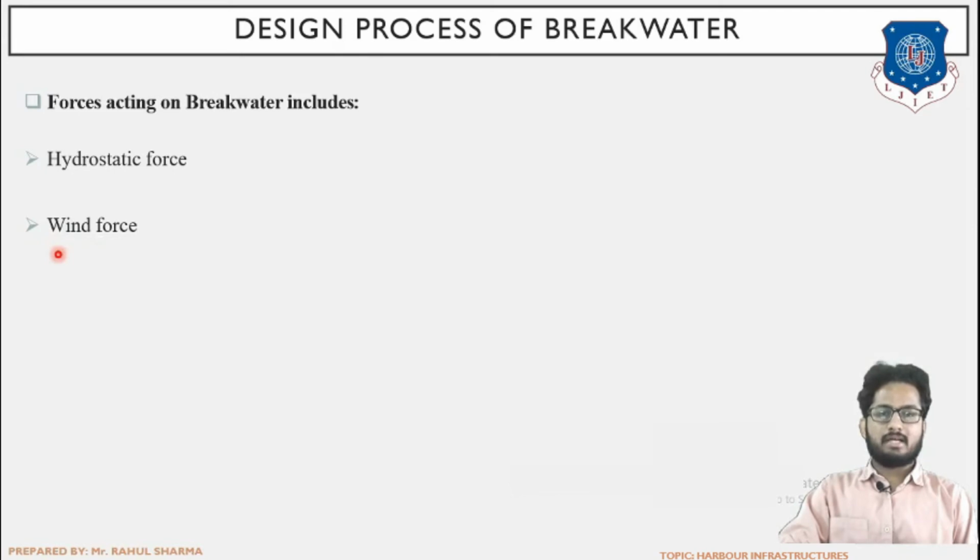Basically, we need the data of direction, that is, what is the direction of wind, and what is the duration, because ultimately we know that the direction of wind will keep on changing. So for a specific direction, what is the duration of wind, and lastly, what is the intensity of wind. Then wave action. Ultimately we know that we have to dissipate the energy of waves, so what is the force imparted by waves on breakwaters.